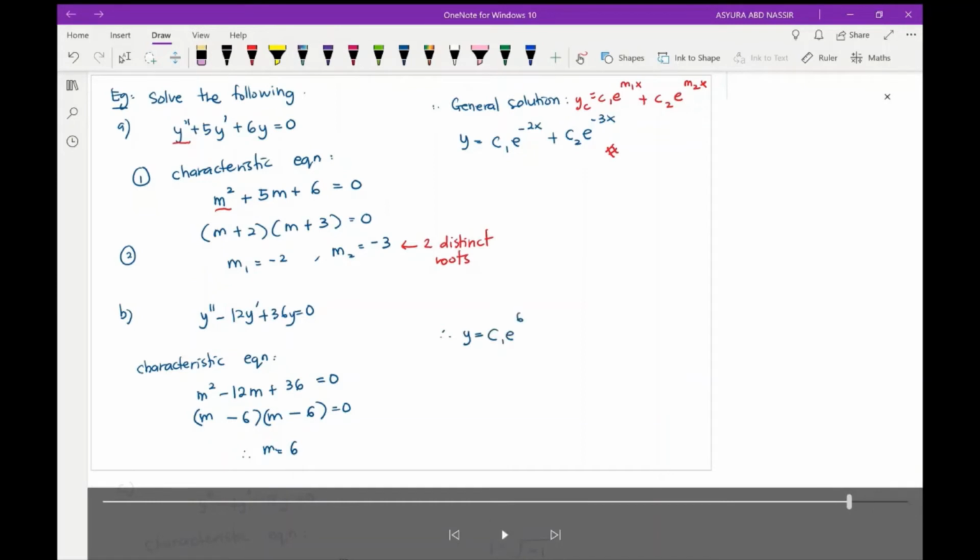Then your general solution will be y equals c1 e power 6x plus c2 x e power 6x. That is, you compare with your general solution, which should be y equals c1 e power mx plus c2 x e power mx. Then you will get this one.